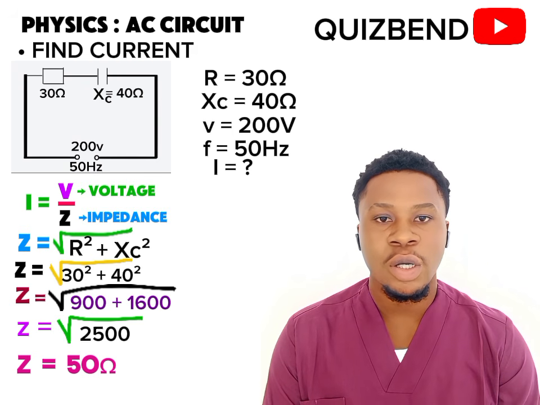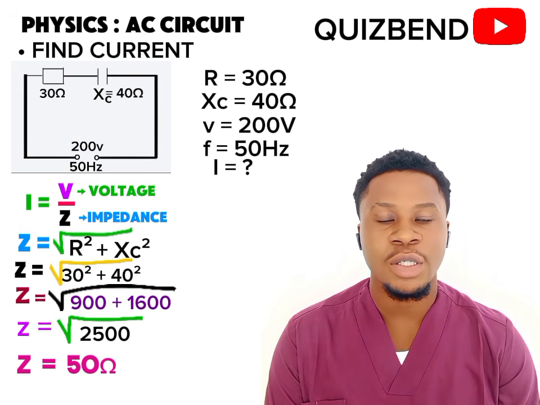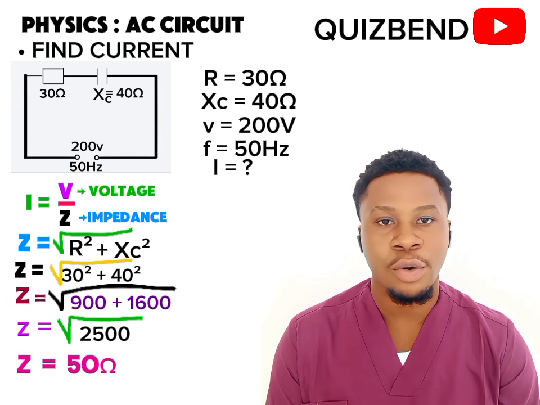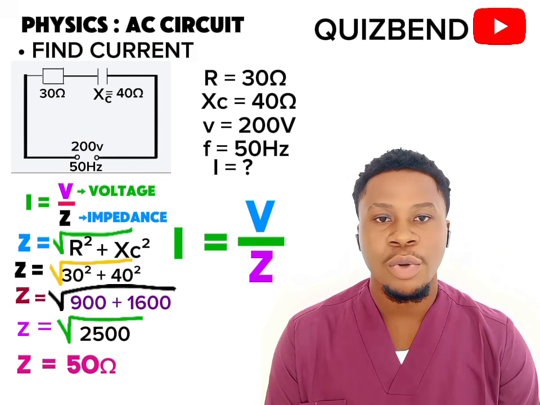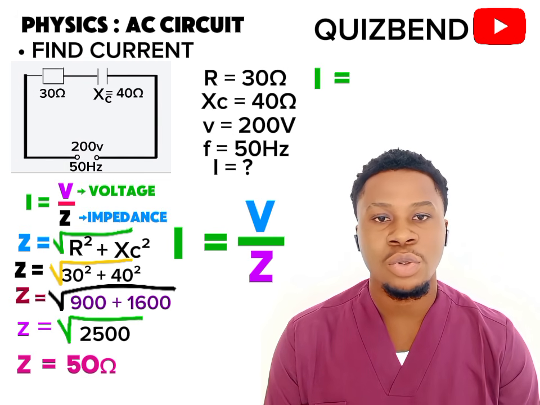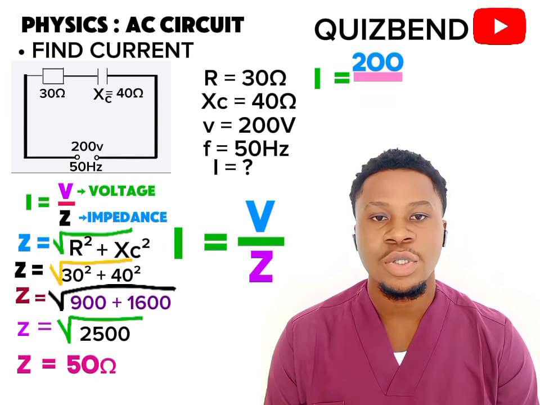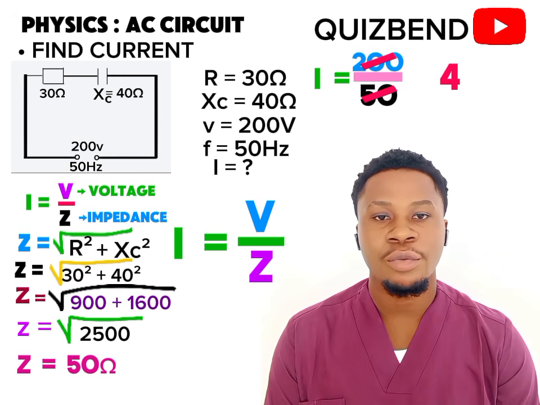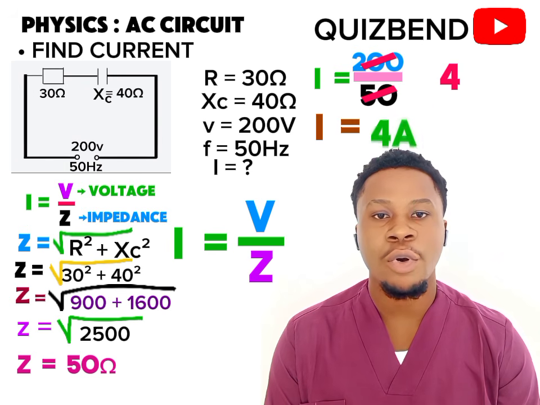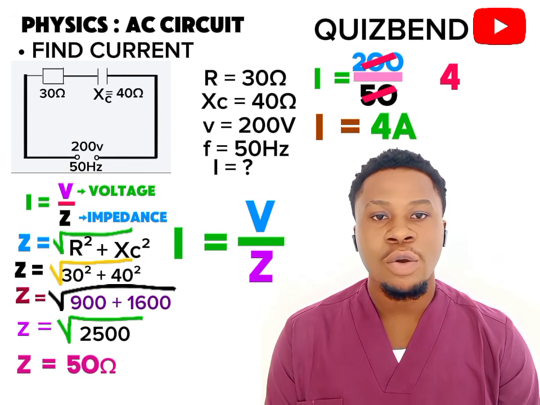Now we can substitute this value of impedance in the formula for current of an AC circuit, where we have I equals V over Z, where the value of V is 200 volts, over the value of impedance, which is 50 ohms. So 200 divided by 50, and we are going to have 4. So from here, the value of current is 4 ampere. So the value of current in this circuit is 4 ampere.